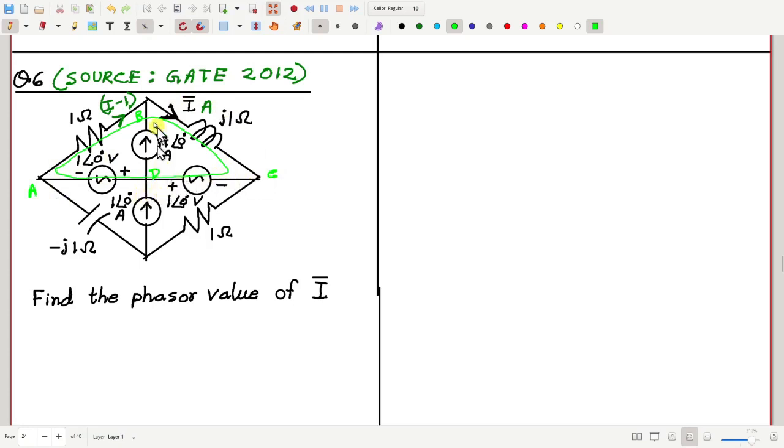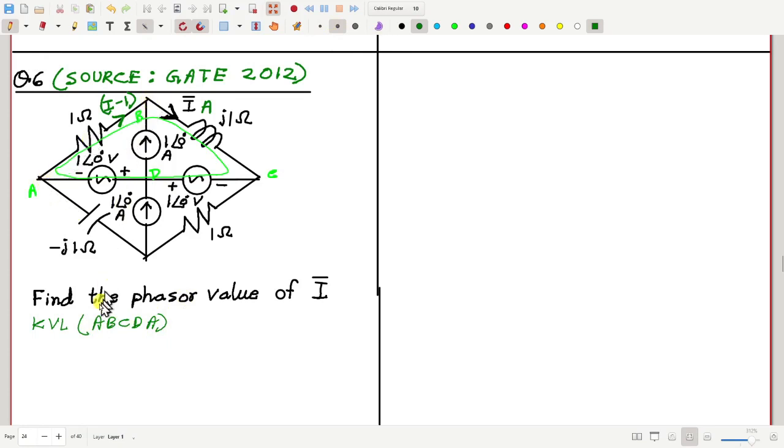We cannot, because in the loop BCD we have a current source and we do not know the voltage across a current source. So let us apply KVL over A, B, C, D, A, starting from A.